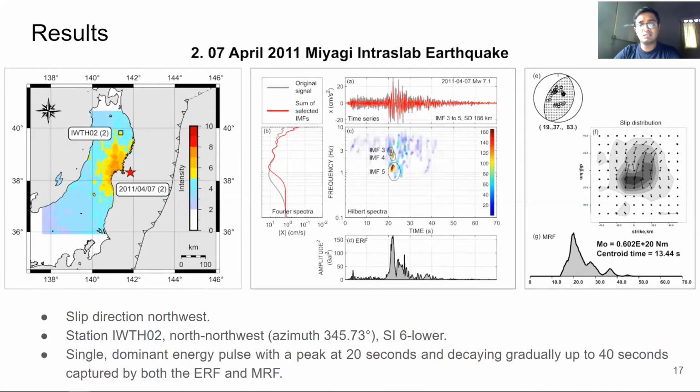We have already discussed the 2011 Miyagi intraslab event in the methodology section. The ERF and MRF for this event also show a single dominant pulse peaking at the 20-second mark and decaying gradually up to 40 seconds. But the majority of the energy release for this event is observed within 10 seconds.